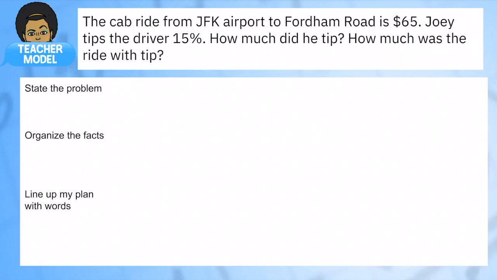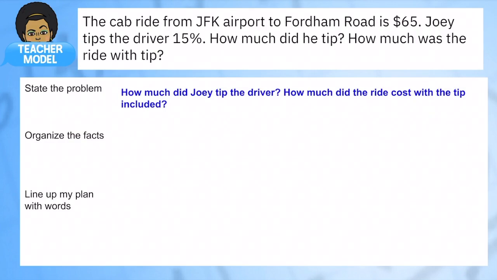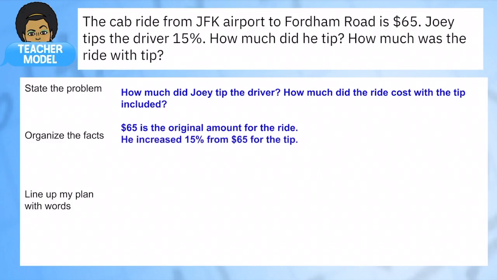Okay, so jumping back in, this is what we want to know. How much did Joey tip the driver? We know the percentage. We want to know how much that actually was, and then how much he paid altogether with the ride and the tip. Here are our facts. We have our original amount, and we already know that original amounts are considered the 100%. It's our starting point. And we know that the price increased by 15% from the $65. So he added an additional 15% of 65.